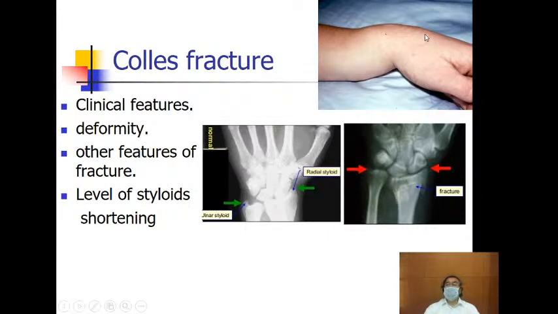And clinically, when the patient presents to the casualty, the wrist will be like this. So the typical dinner fork deformity you can see clinically. Along with that, routine fracture signs and symptoms like pain, tenderness, deformity and swelling, all these things will be there, and a history of trauma, most commonly a fall on the outstretched hand.